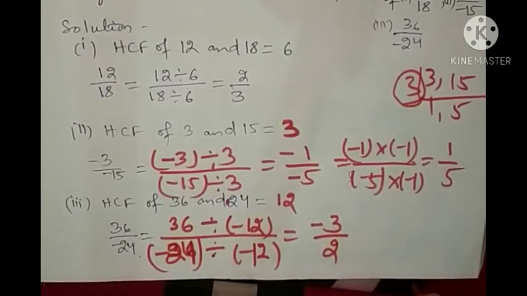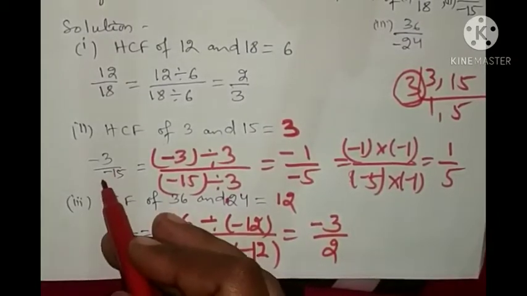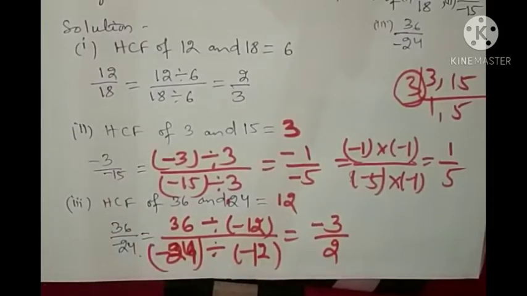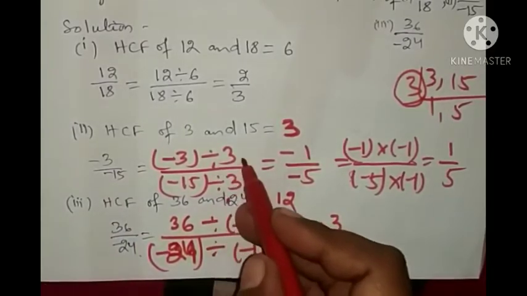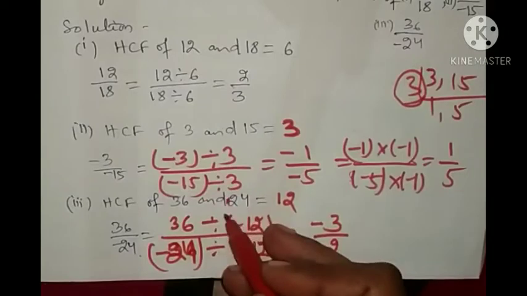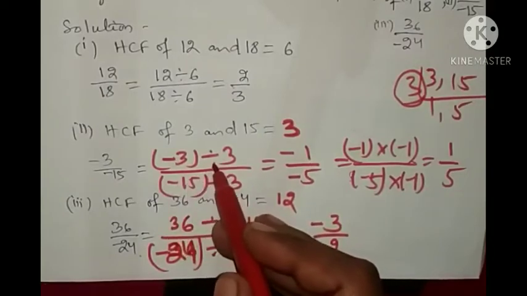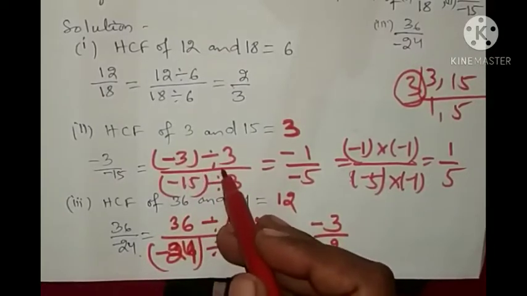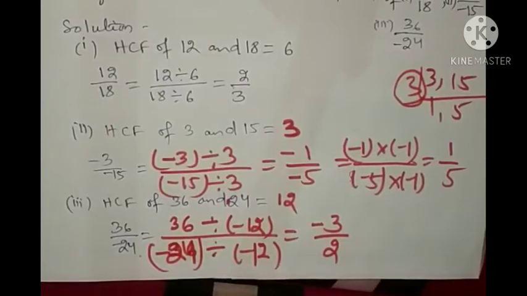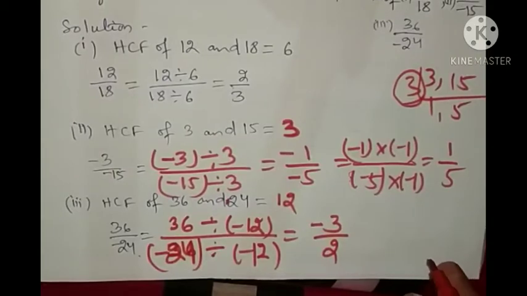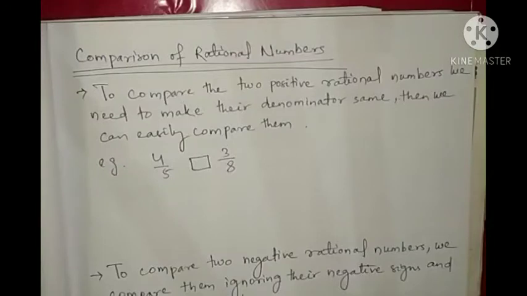Okay, so this is about it. Here you could also have divided both numerator and denominator by minus 3. Okay, so this is the process to get the standard form of rational numbers. Next is comparison of rational numbers.